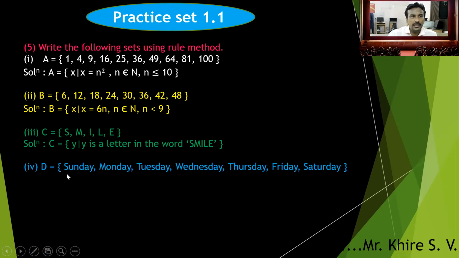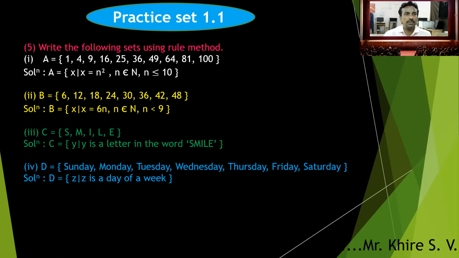D, set D having elements Sunday, Monday, Tuesday, Wednesday, Thursday, Friday and Saturday. Now we know these are the days in a week. Therefore set D is the set of Z such that Z is a day of a week. In place of Z you can write any alphabet, any small letter from A to Z. Okay.